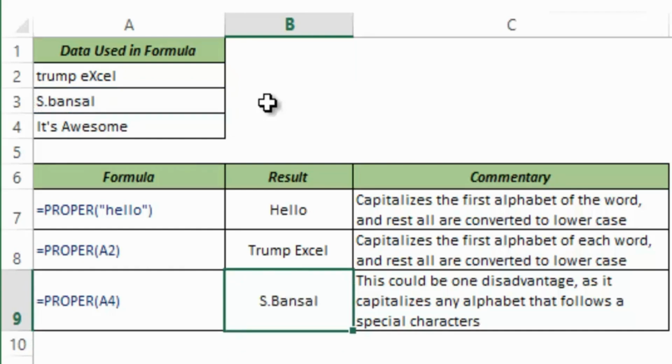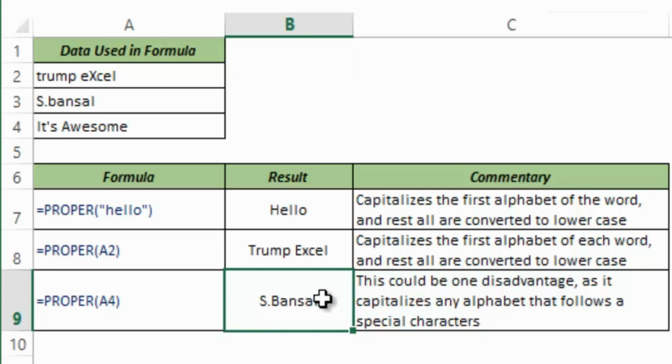Now you may say that this looks like a single text, there are no spaces, so how can Excel determine that B was a new word, Bansal was a new word? In this case, this function works by converting any character that follows either a space or a special character. So in this case, this dot is a special character, and hence it converted S to capital, which was already capital, and B it converted into uppercase.